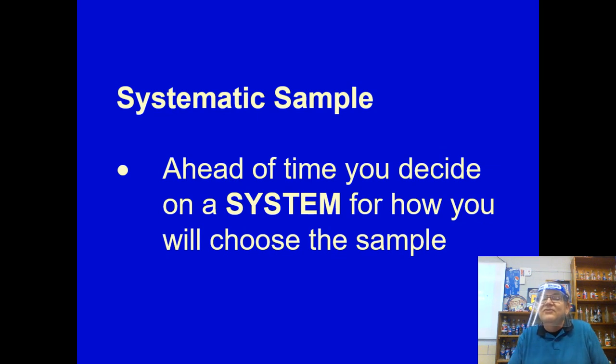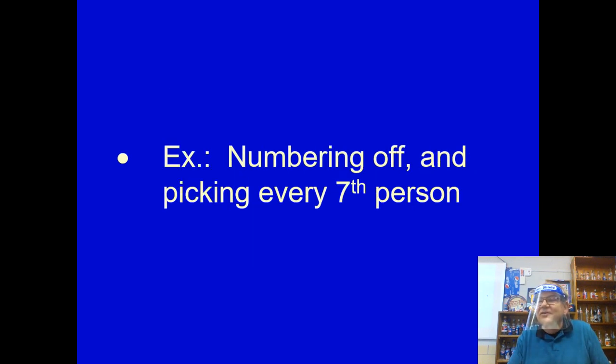Second one is what's called a systematic sample. It says ahead of time you have decided on a system for how you're going to choose the sample. And it goes on to say that the most common method by far is somehow numbering off. You guys have all been part of a systematic sample because picture yourself in gym class, and you go 1, 2, 1, 2. Okay, 1's over there, 2's over there, and here's the balls. That's the idea of a systematic sample.